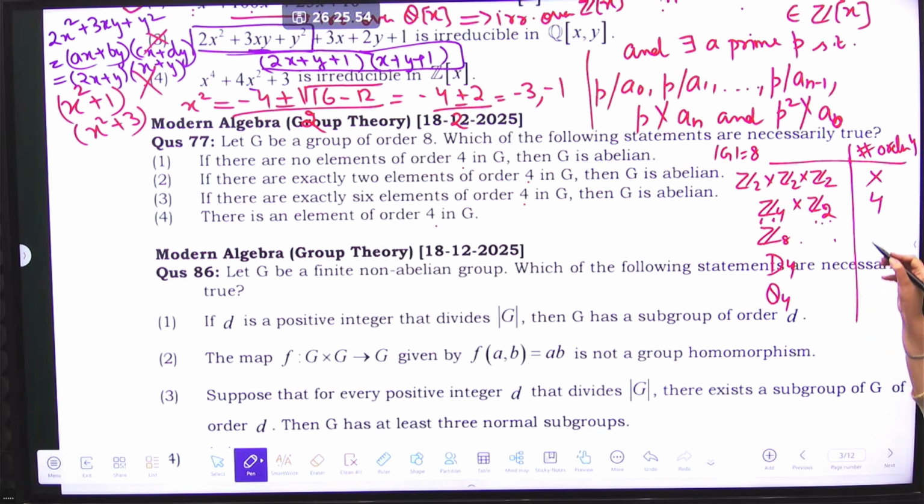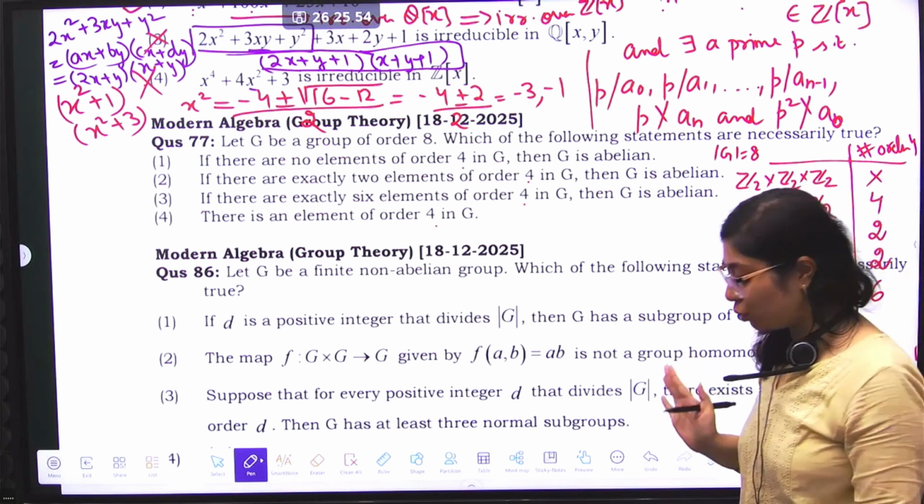Z8 is a cyclic group. It has 2 elements of order 4. D4 is the dihedral group of order 8. It has again 2 elements of order 4. And Q4 is the quaternion group of order 8. It has 6 elements of order 4.